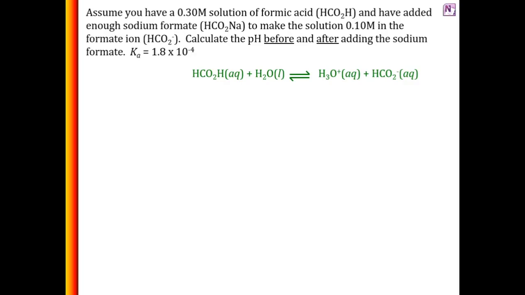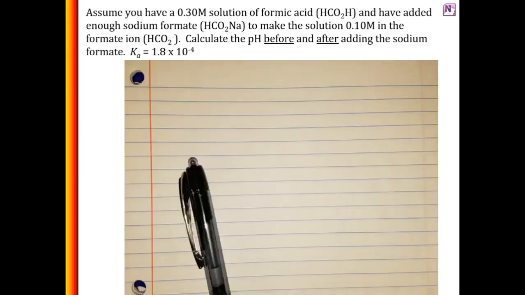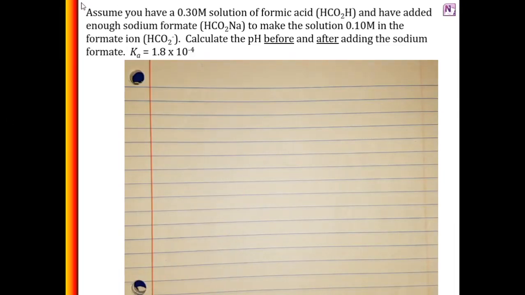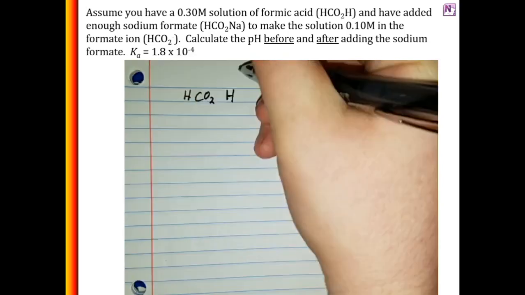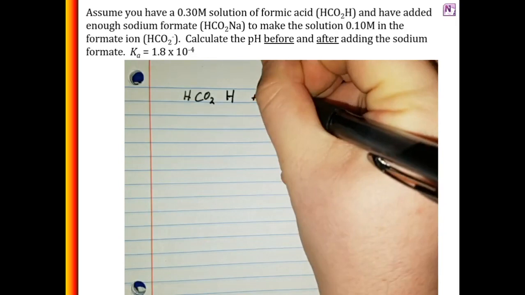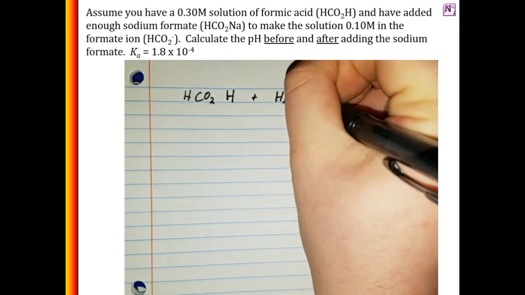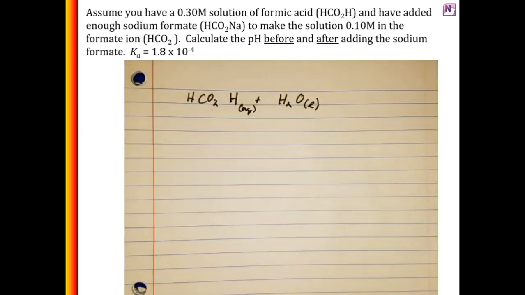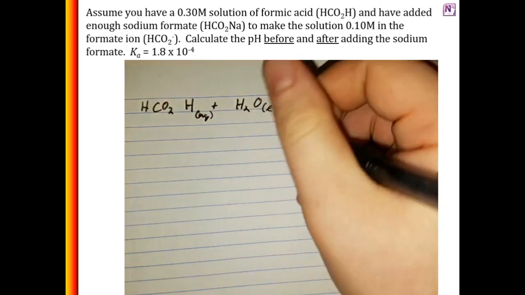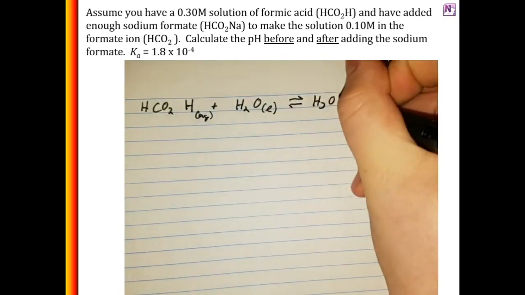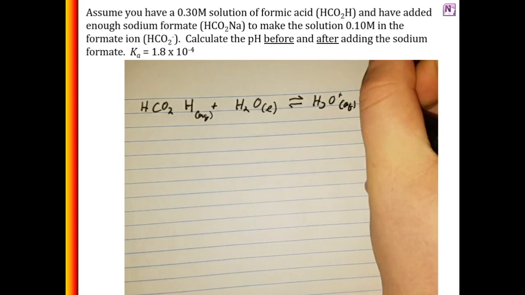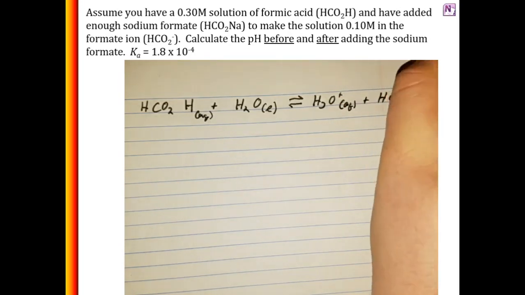Okay, so hopefully you've gone over this problem. I will bring my paper back into view, and let's go over it together. I realize the reaction is a little bit covered, so I will rewrite it for you. Here we have HCO2H, formic acid, combining with water, H2O, which is a liquid. So we have aqueous formic acid combining with water, in equilibrium with aqueous H3O plus and also aqueous formate ion, HCO2 minus.